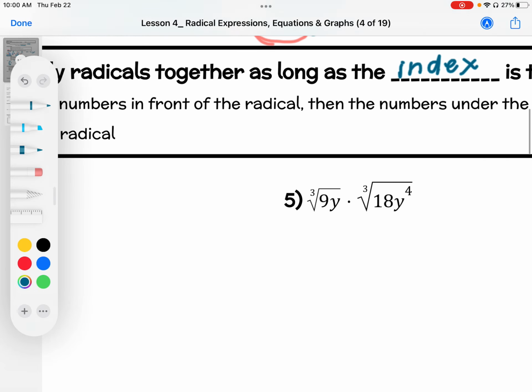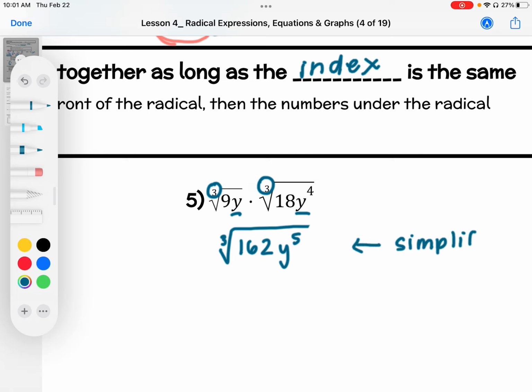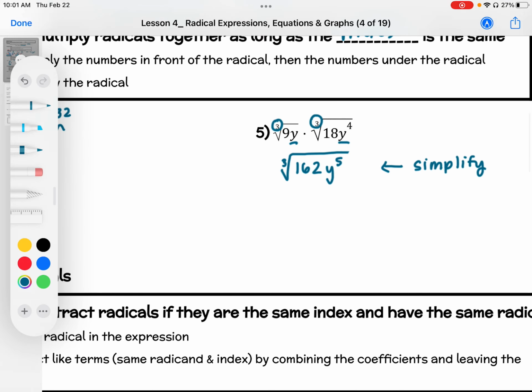All right, for the next one, I'm going to multiply for you, and I want you to finish it by simplifying. We have both cube roots now, so we're just going to multiply what's underneath. We have a cube root, and we're going to do 18 times 9. 18 times 9 is 162. And then we have 1 y here and 4 y's here, so we have y to the 5th. Now I want you to simplify on your own and check your answer on Schoology. And remember, you're looking for groups of 3 because it's a cube root.